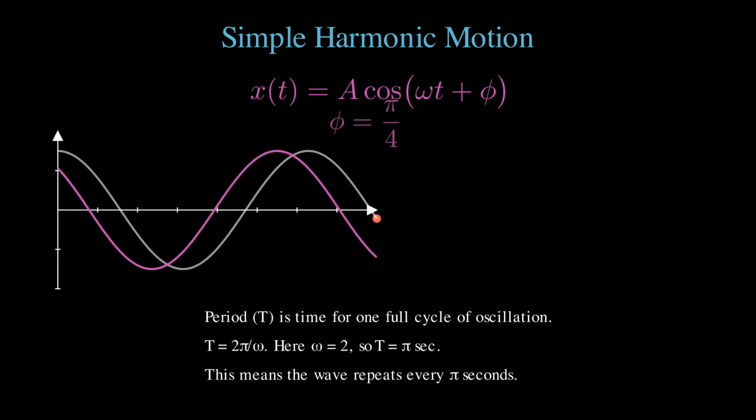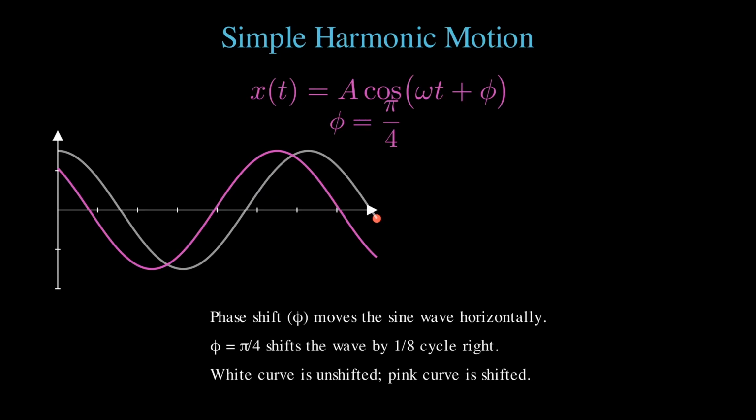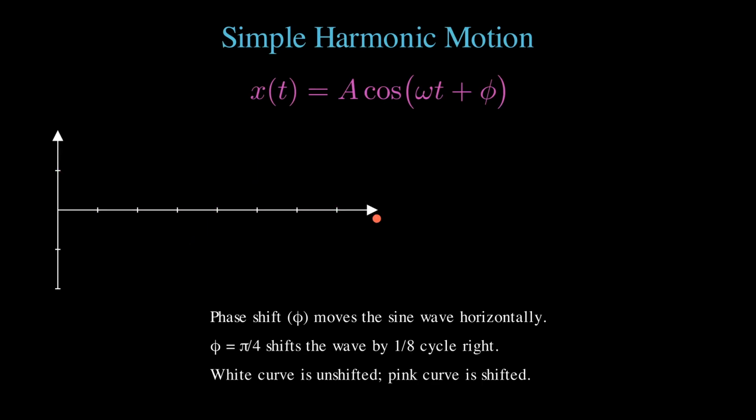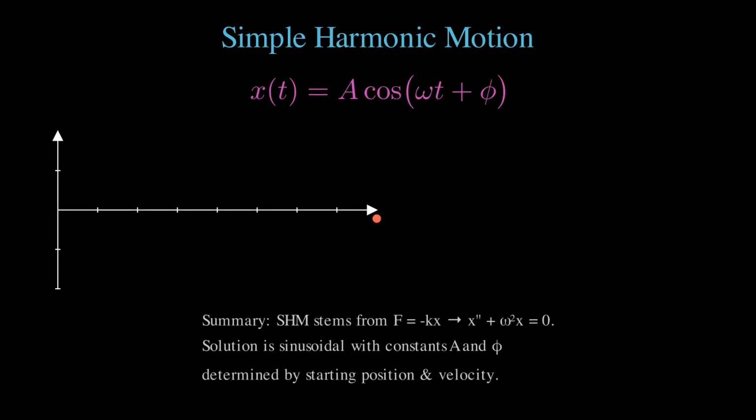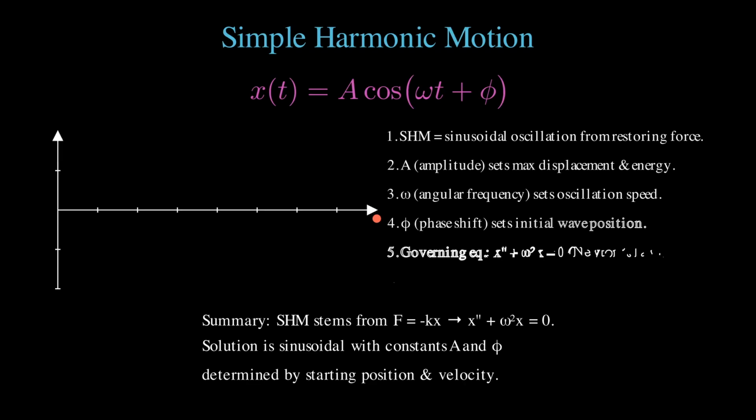In summary, simple harmonic motion stems from the restoring force F equals minus kx. This leads to the differential equation x double prime plus omega squared x equals 0. The solution is sinusoidal with constants A and phi. These constants are determined by the starting position and velocity. The final solution is x of t equals A cosine of omega t plus phi.